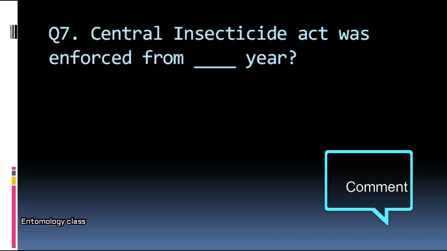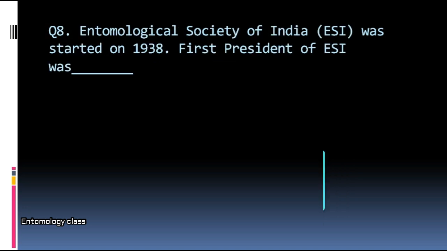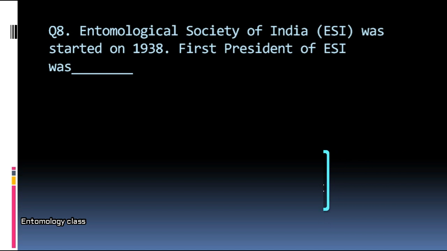Question number 7 is, the Central Insecticide Act was enforced from which year? Question number 8 is, the Entomological Society of India was started in 1938. The first president of the Entomological Society of India was.